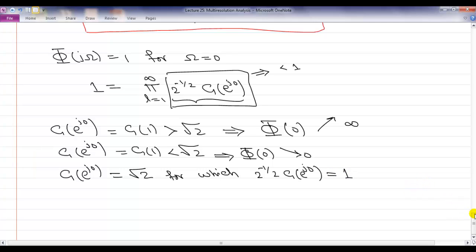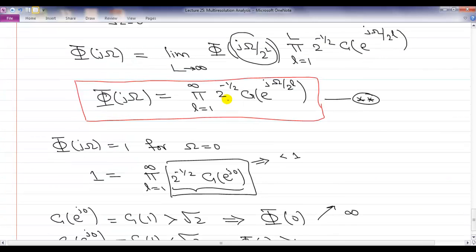So if you have this relationship, then g has to have, at little omega equal to 0, the value square root of 2, which makes it what kind of a filter intuitively? So at the 0th frequency, it is non-zero.